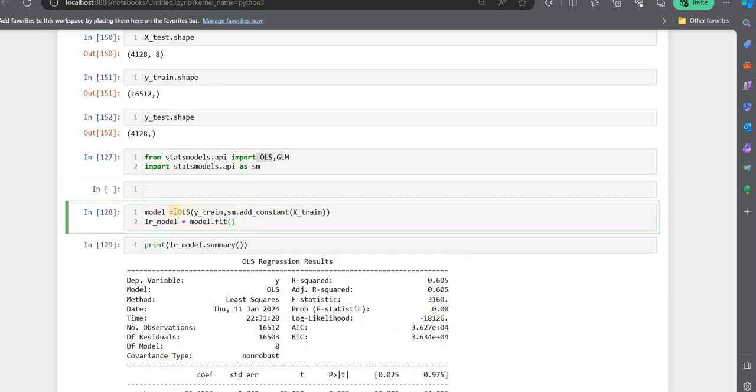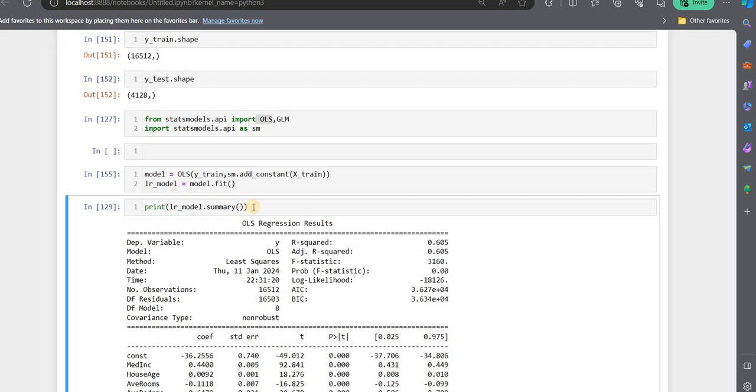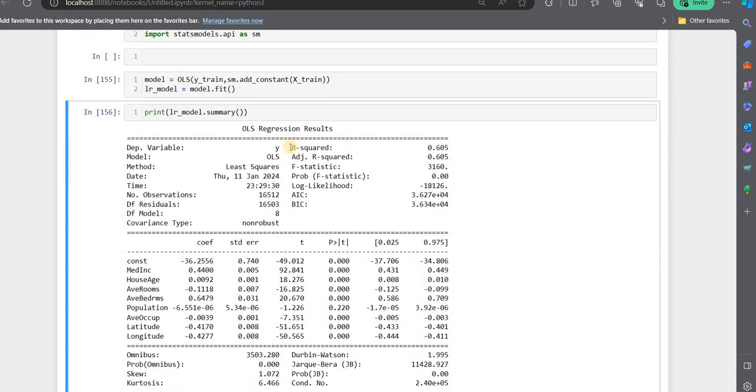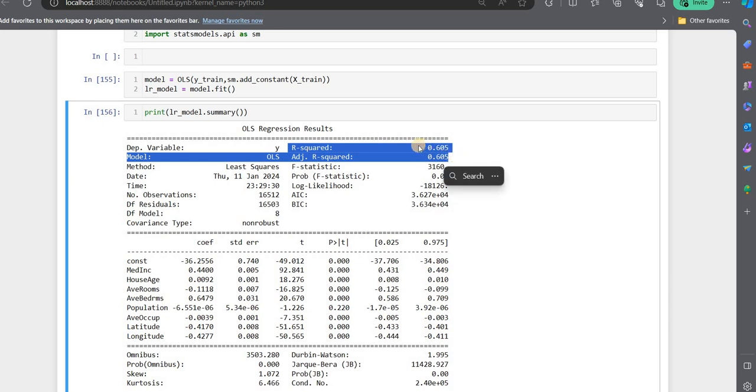Now when I run this, the model object, model dot fit, means it will start training, it will start learning. You can see it learned in a second. And here I'm checking the summary. Summary means we need to focus majorly on these two parts. I will tell you tomorrow what exactly this is.